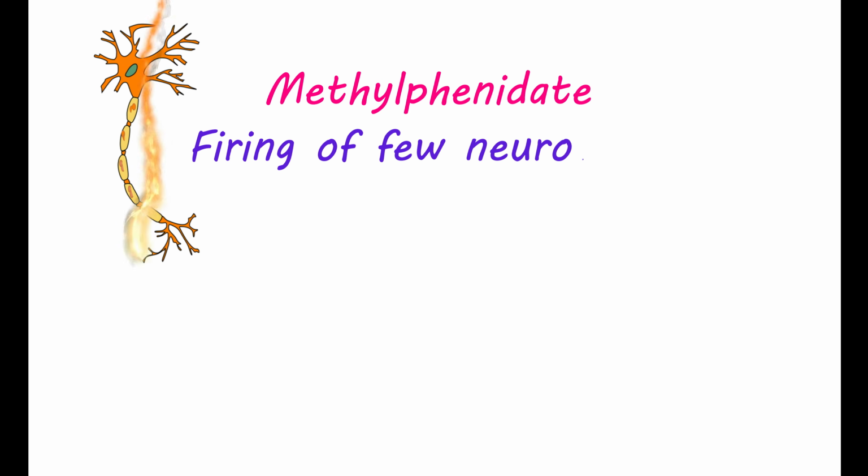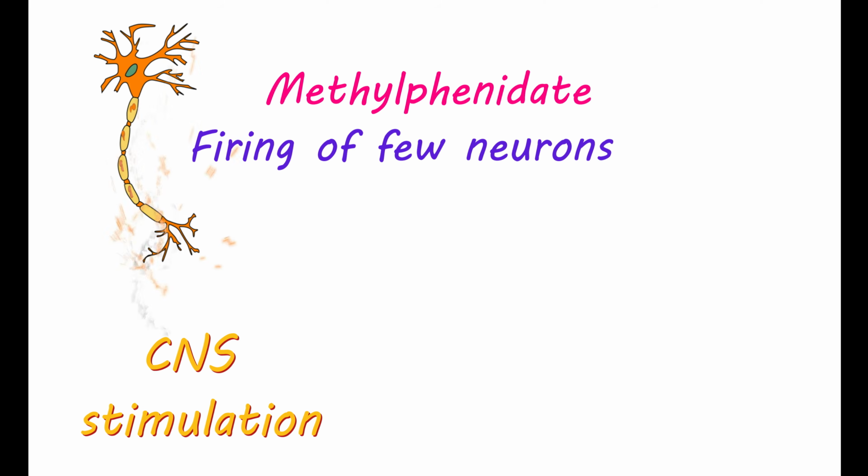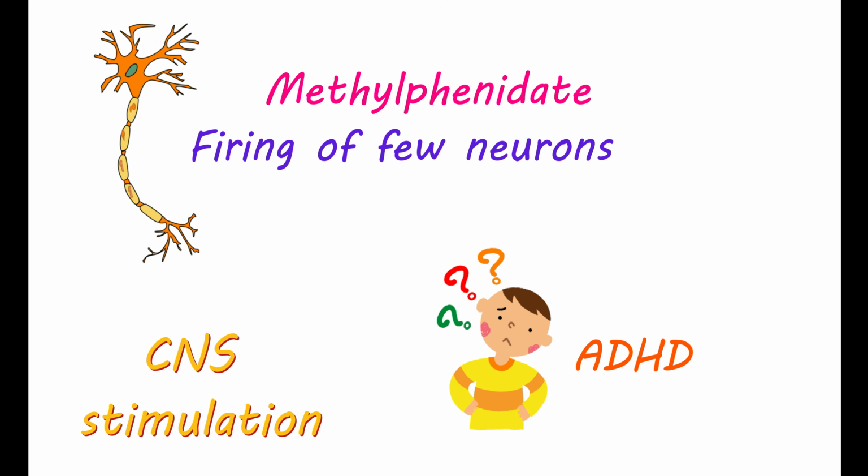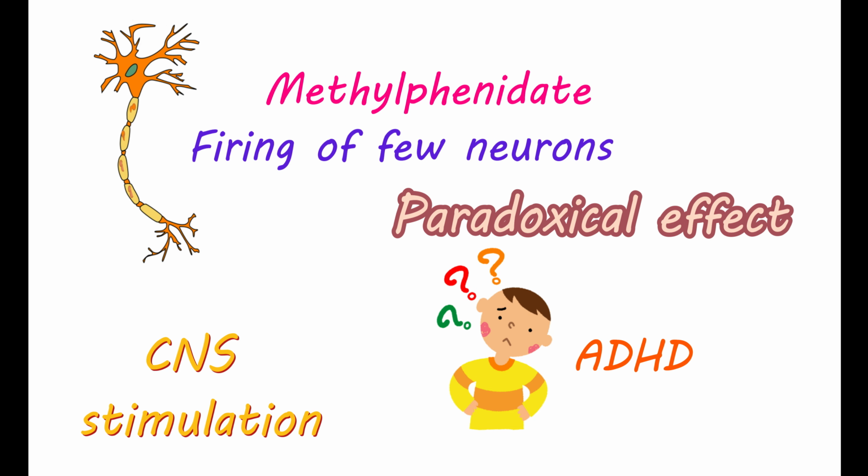It is very interesting that this medication increases firing of a few neurons in your brain. This results in CNS stimulation. However, it is used in the treatment of ADHD, which is often linked with excessive firing of neurons. Therefore, methylphenidate produces a paradoxical effect in this condition. It may adjust neuronal activity and improve neuronal protection.